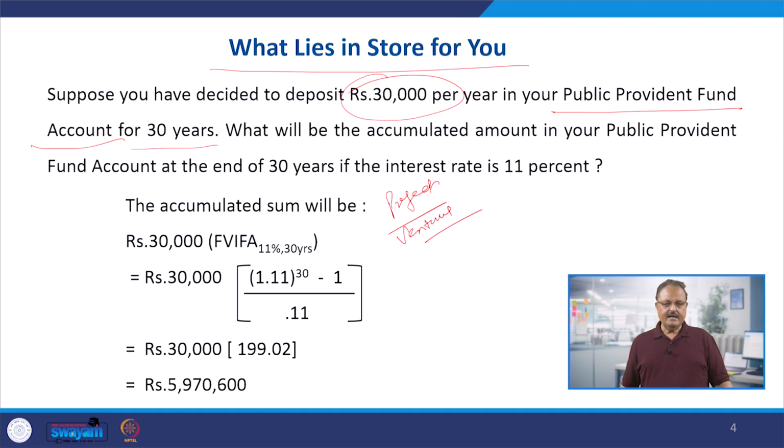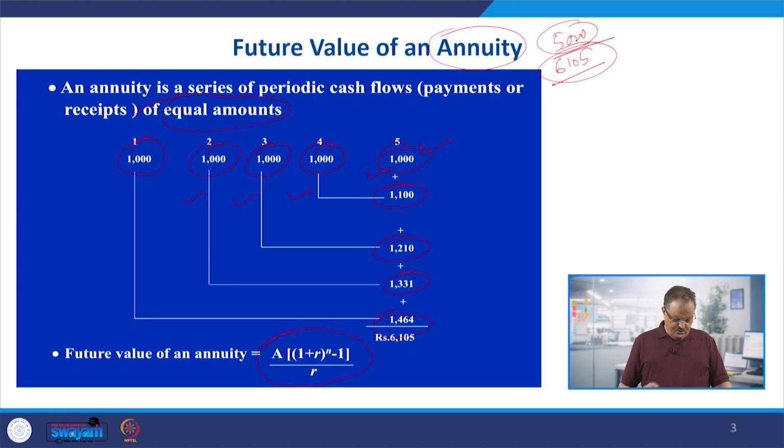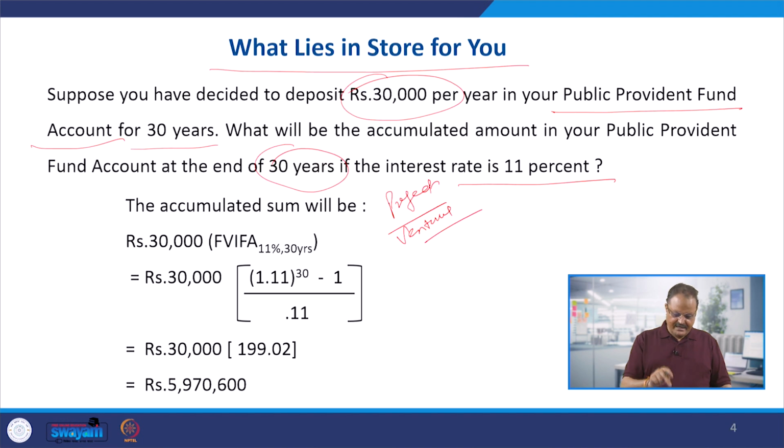What would be the accumulated amount in your public provident fund at the end of 30 years if the interest rate given on this amount is 11%? This is the same model we use in the case of the future value of an annuity. This model was A into (1 plus R) power n minus 1, divided by R. The same model we are going to use to find the answer to this particular question, what lies in store for you. So, here we are taking A.